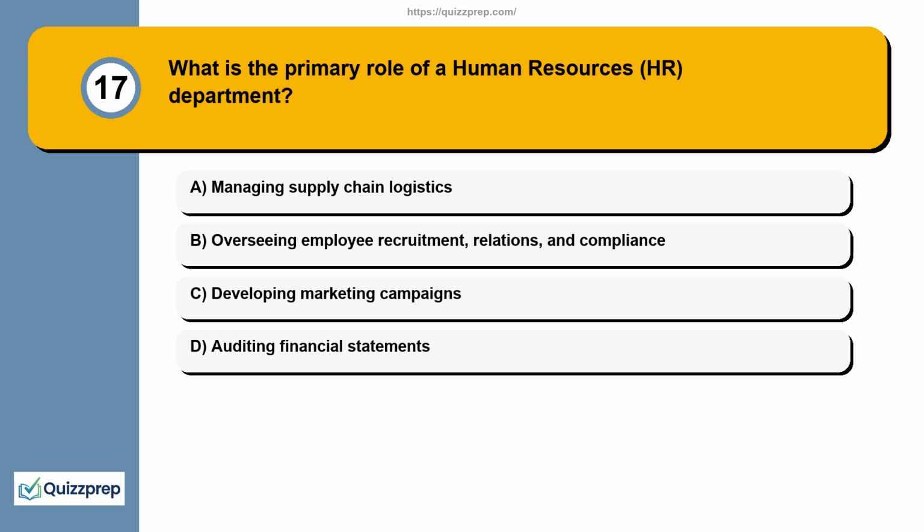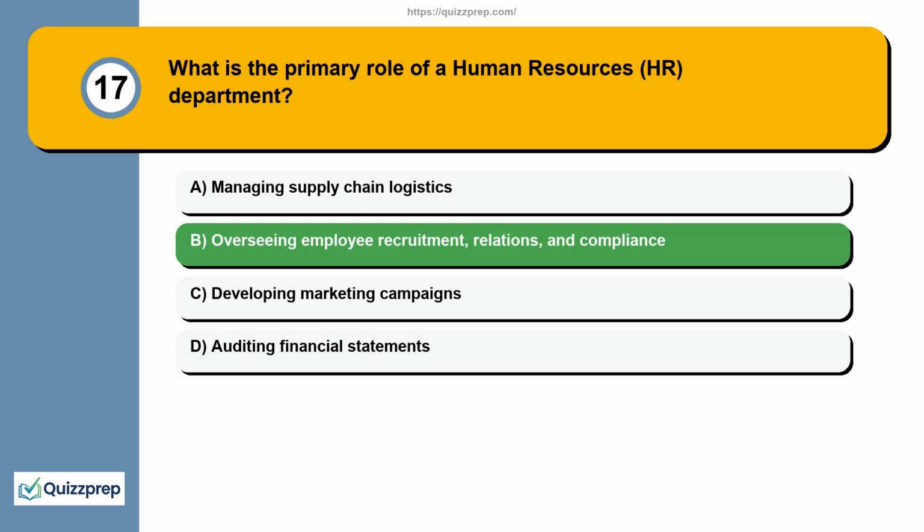Question 17. What is the primary role of a human resources (HR) department? Here are your options. Option A. Managing supply chain logistics. Option B. Overseeing employee recruitment, relations, and compliance. Option C. Developing marketing campaigns. Option D. Auditing financial statements.